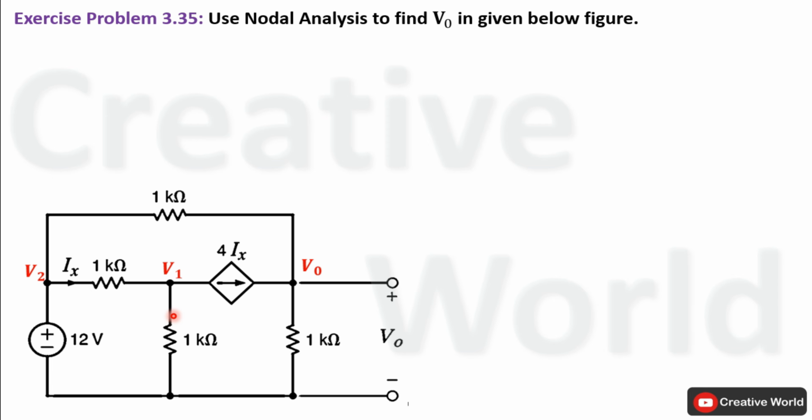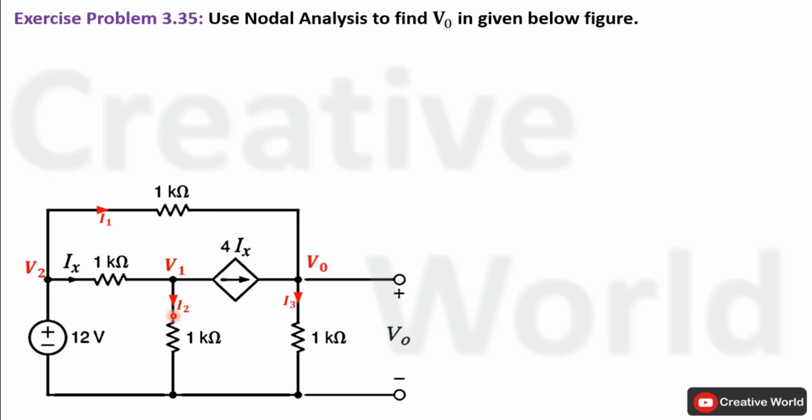In the third step, we have to assume all unknown branch currents along with their directions. Now we will apply Kirchhoff's current law one by one on these particular nodes to find out their node voltage equations. There is no need to apply Kirchhoff's current law on this node because the value of voltage on this node is already given in the form of a voltage source. Positive terminal of this voltage source is connected to this node while negative terminal is grounded. So whatever the value of the voltage source, the same voltage will appear on this node as well. So we can say that V2 will be equal to 12 volt.